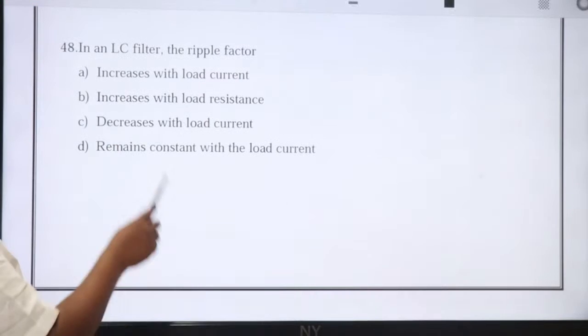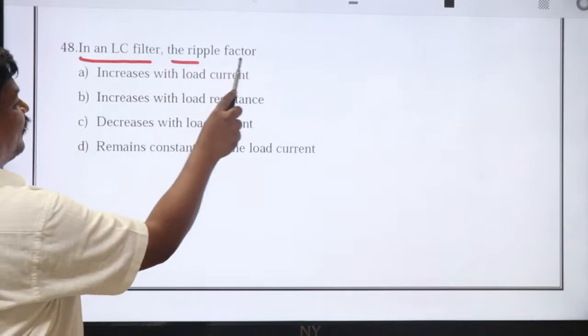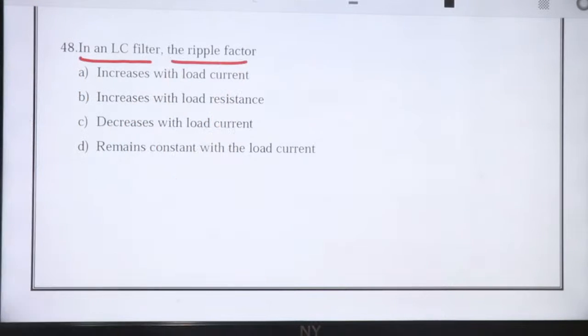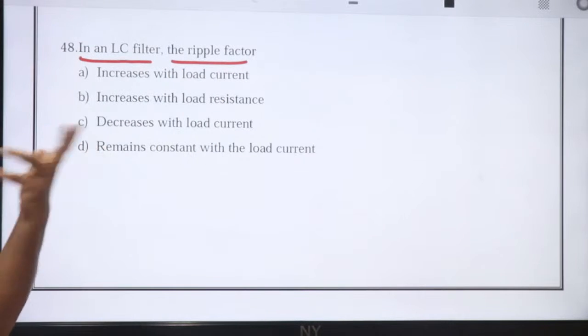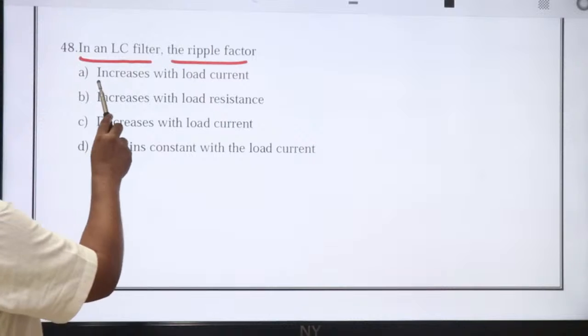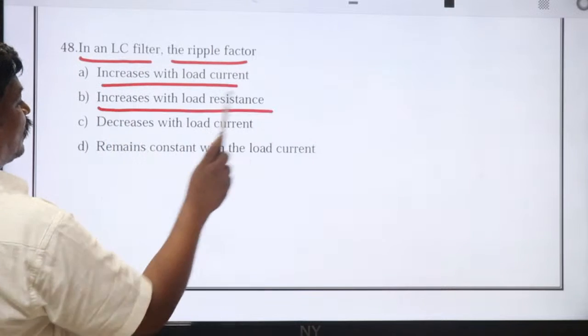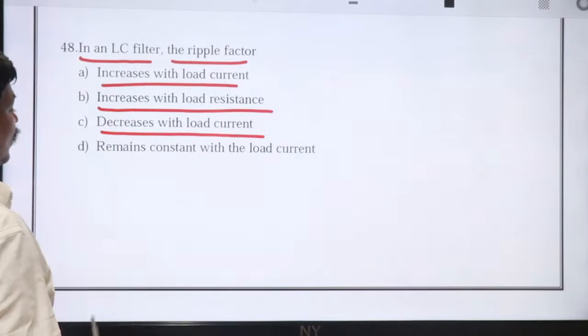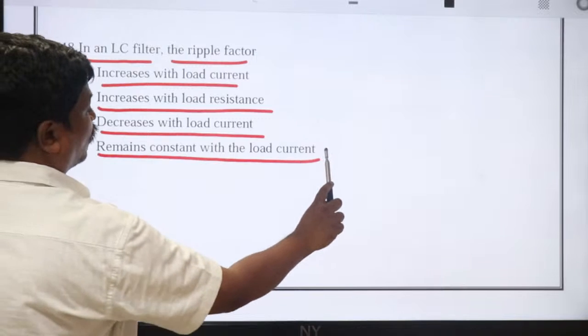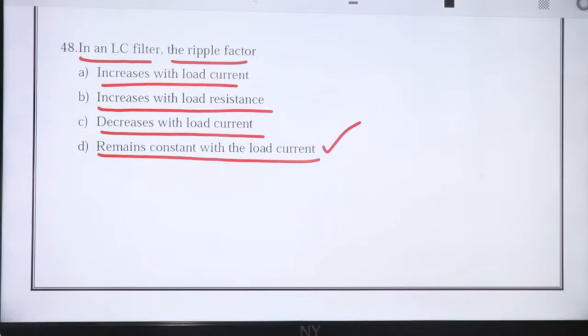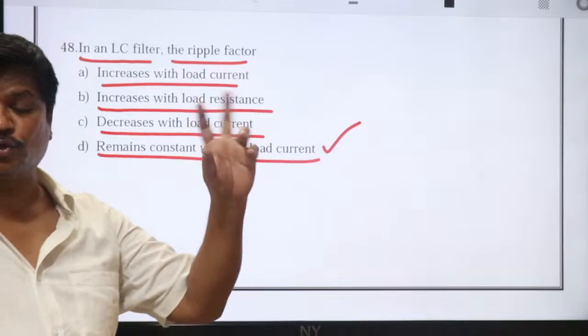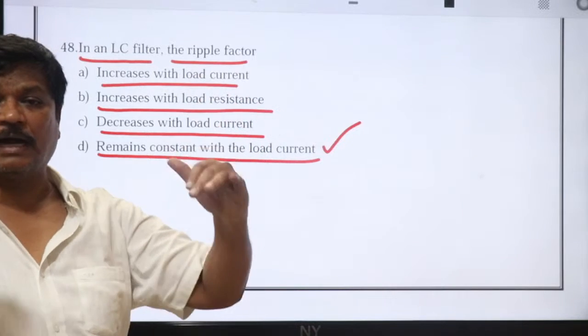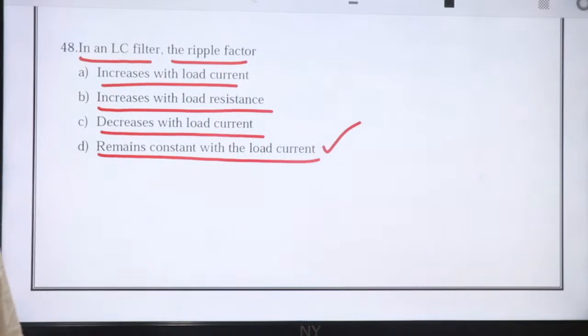In an LC filter, the ripple factor is independent of the load resistance. The options were: increases with load current, increases with load resistance, decreases with load current, remains constant with load current. Remains constant is the right answer, because L and C together are oppositely compensating.